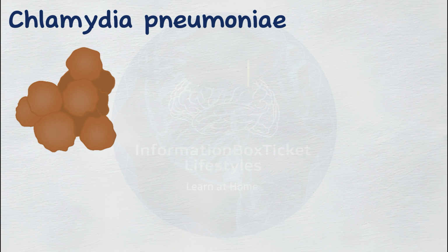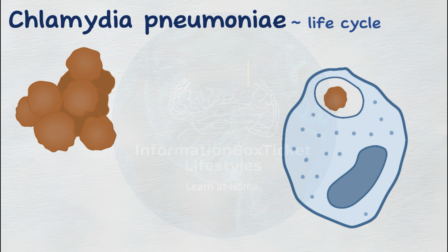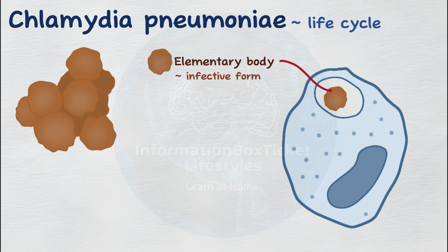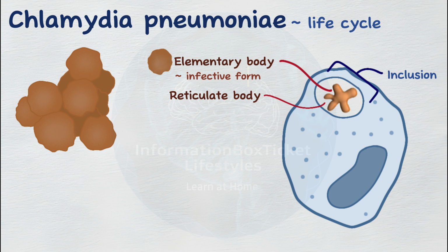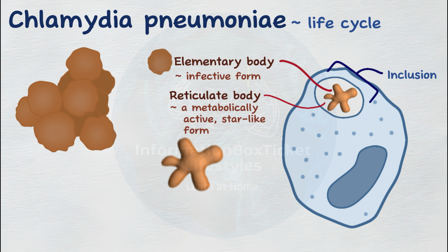All right, so Chlamydia pneumoniae goes through a life cycle in which it alternates between two different forms when it enters a host cell. The first is the small, spore-looking form called the elementary body, and it's the infective form of this bacteria. Once within the host cell, the elementary body is encased in an inclusion vacuole, where it changes into the reticulate body, a metabolically active star-like form, after entering the cell.